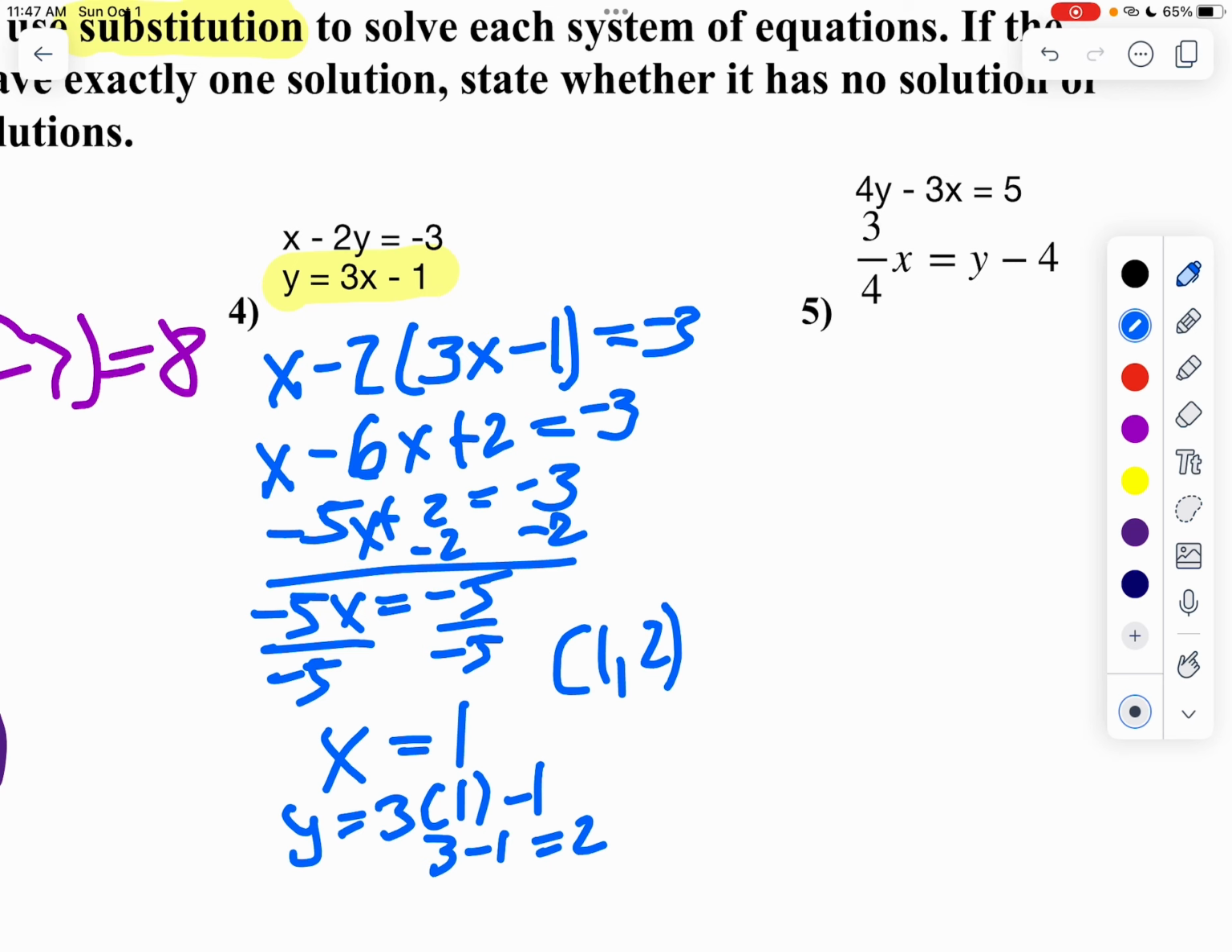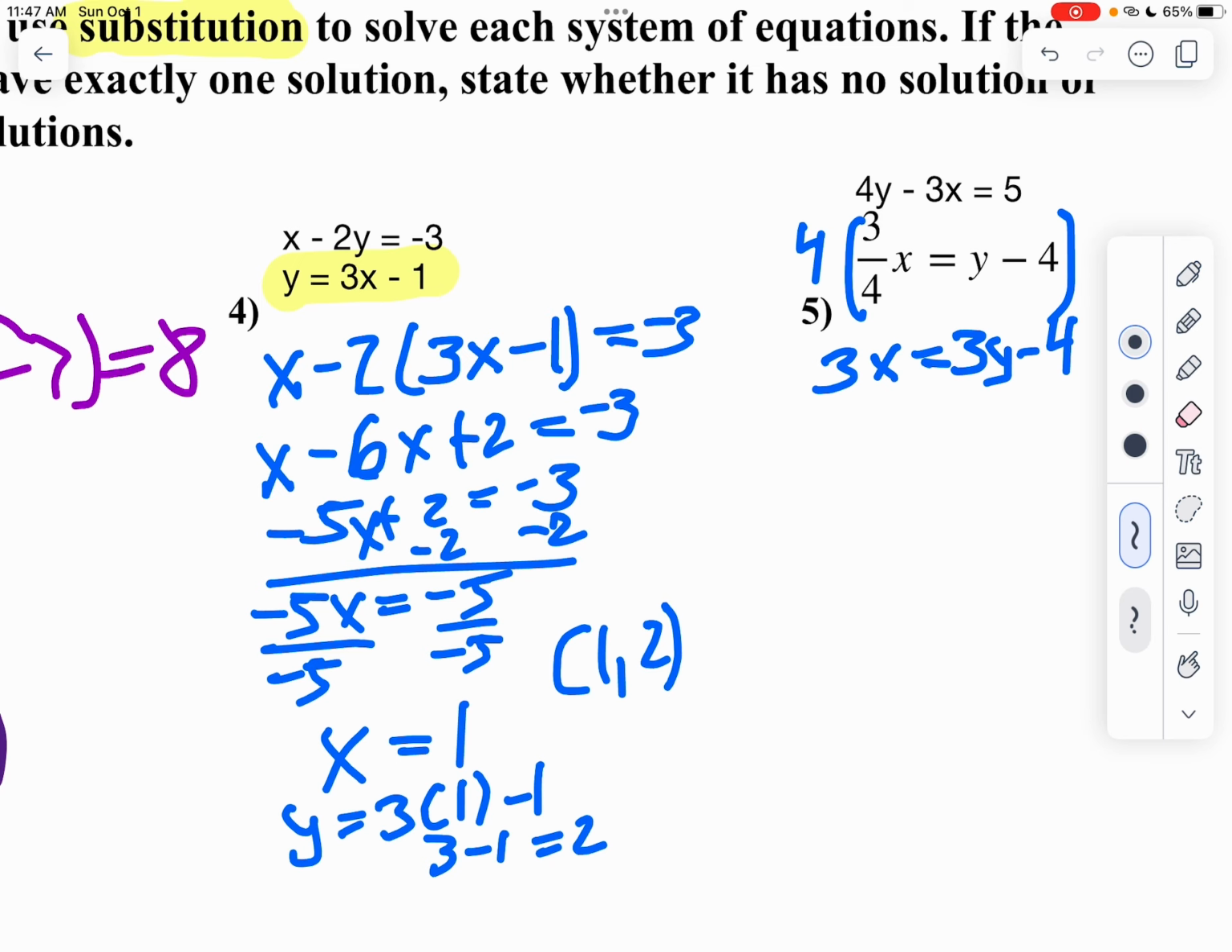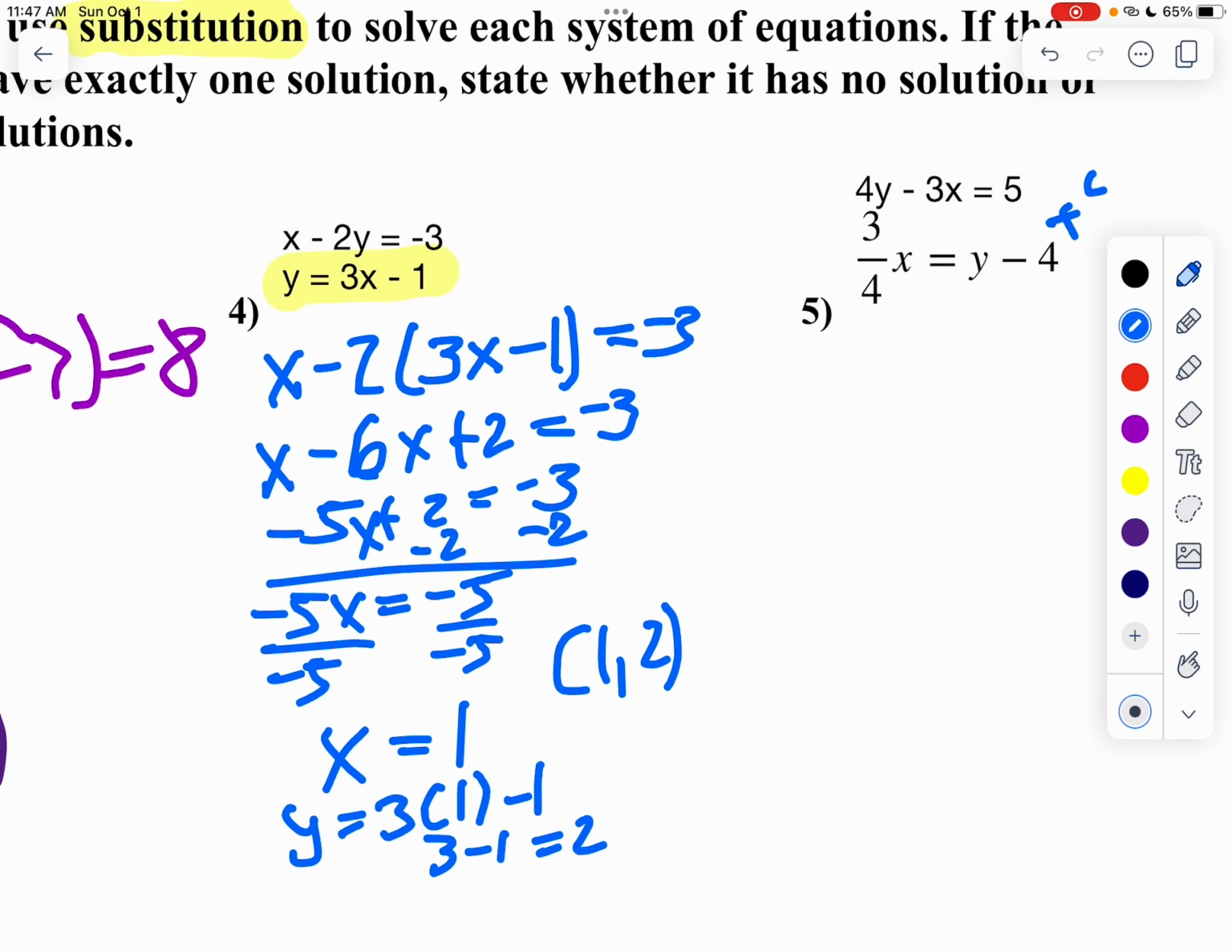Now, I don't like fractions. So the first thing I'm going to do, I think I am going to multiply everything in the second equation by 4. So then we're going to get 3x equals 3y minus 4. And now, I don't have a really nice way of doing this, do I? In fact, I think I'm going to undo that. I have to work with fractions anyway. So let's not do that because it's easier to get y by itself. So in the second equation, let's add 4 to both sides. So then we're going to get y equals 3/4 x plus 4.